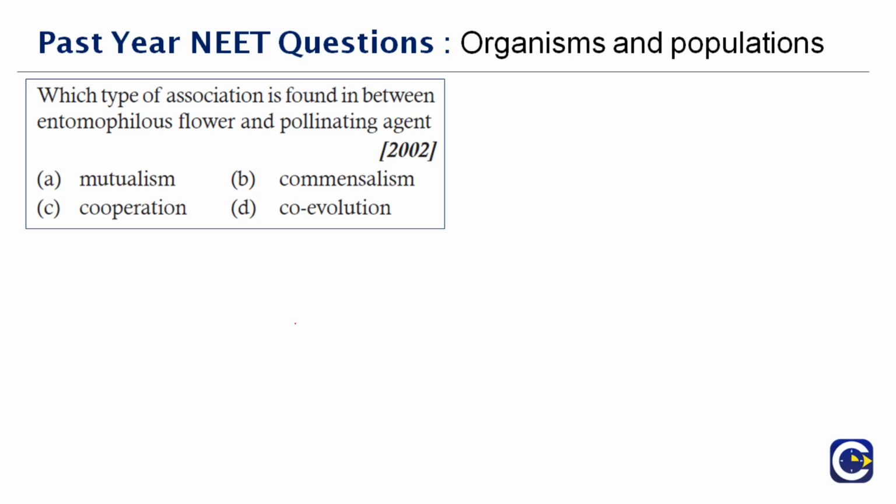Next question here. Which type of association is found between the entomophilous flower and the pollinating agent? What do you mean by entomophilous? Have you ever heard about it? It is called entomophilous. Right.